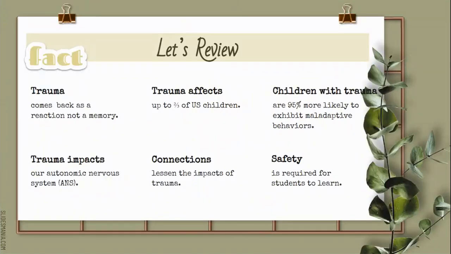So, in review, trauma comes back as a reaction, not a memory. Trauma affects up to 2/3 of United States children. Children with trauma are 95% more likely to exhibit maladaptive behaviors. Trauma impacts our autonomic nervous system and connections, and safety is required for students to learn.